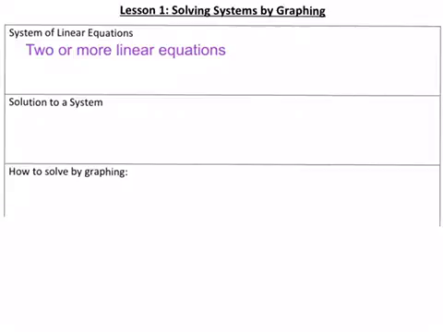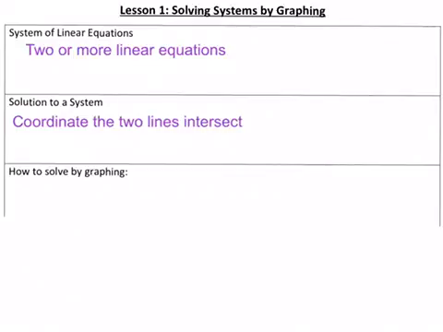So a solution is going to be the coordinate where the 2 lines cross. So it's the coordinate where the 2 lines intersect each other. We're going to find out mathematically in 3 different ways where these lines are going to intersect and cross. And that one point where they cross is going to be your answer.